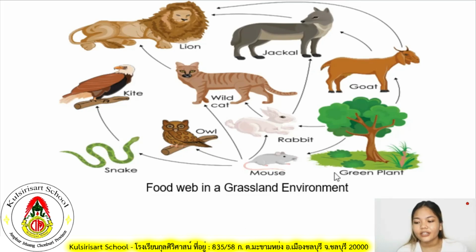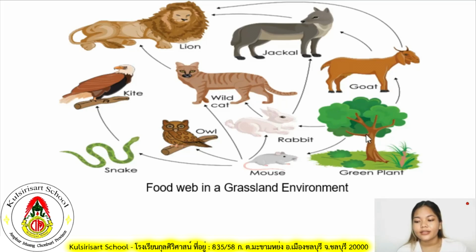So, we have there the green plant as the primary producer. Now, this green plant is eaten by a rabbit. Now, the rabbit is eaten by a wildcat, and the wildcat is eaten by a lion, okay? Now, that is already one series of food chain right there.